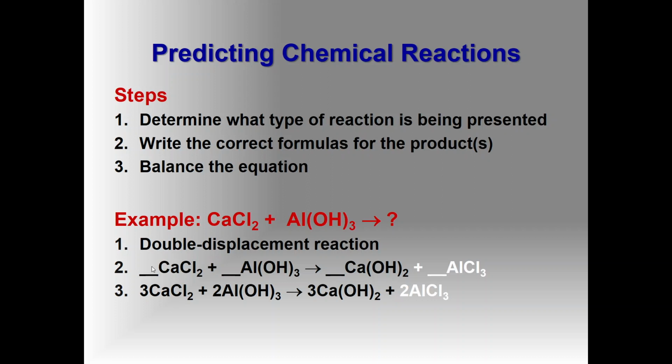But now we have 3 calcium, so we're going to triple the calcium hydroxide, giving us 3. And we have 2 aluminum on the right, so we'll need to double this, and then we check to make sure everything works. Make sure it's fully balanced. That's the general strategy for balancing. It's just keep adding numbers until it's balanced.